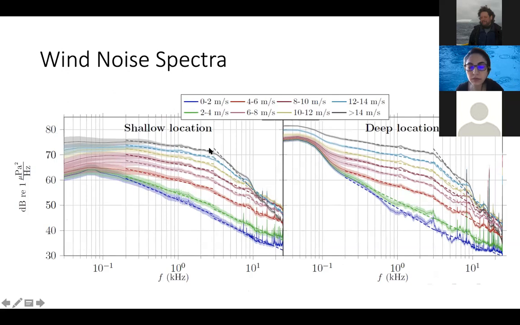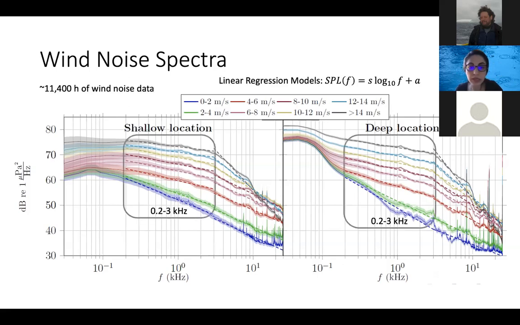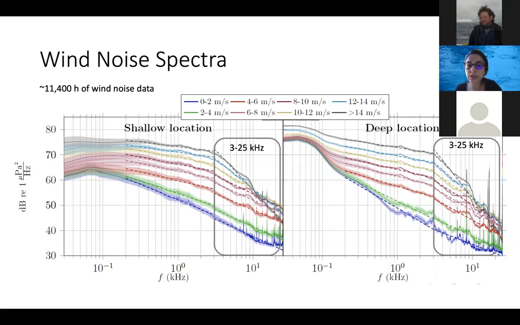So we have a smaller spectral level at lower wind speed, and as wind speed increases, we get higher spectral level. Now we want to model this noise, right? We want to have an equation, so if we know the wind speed, we can calculate the spectral level. What's the best model? We think the easiest one is having different models for different frequency ranges. We use a linear model between 0.2 kilohertz and 3 kilohertz, as you see here, and then another model between 3 kilohertz up to 25 kilohertz, as you see here, and we can fit linear regression, which is an easy model, and we can use that.